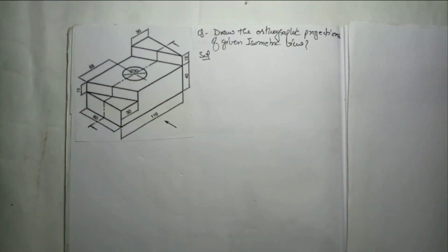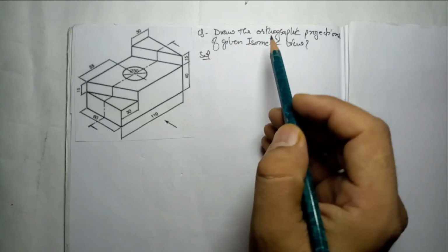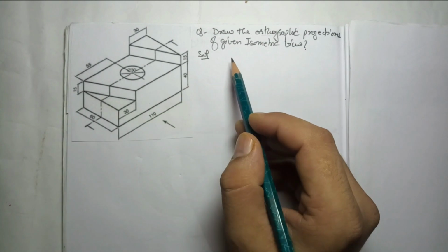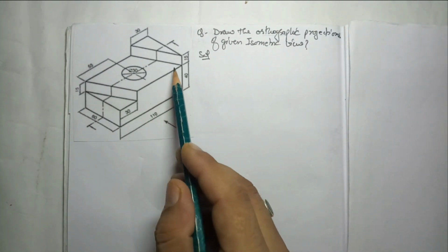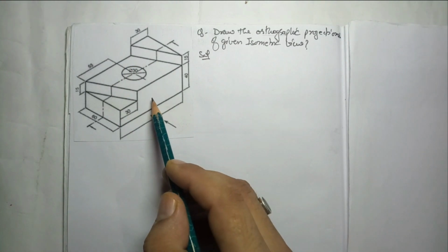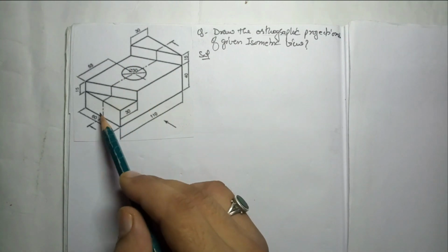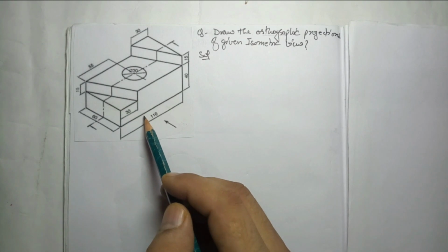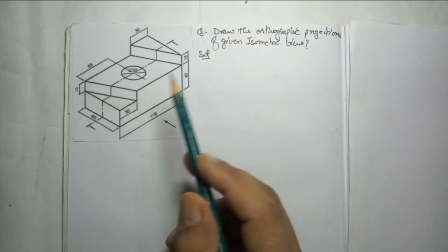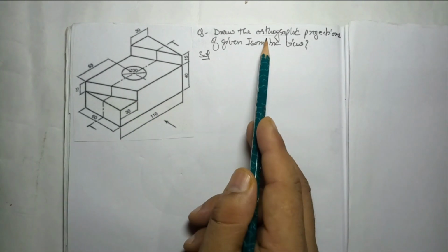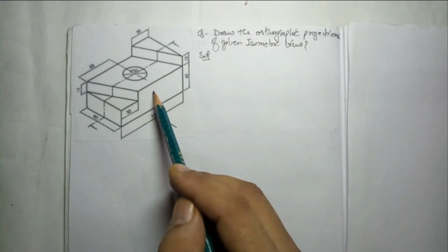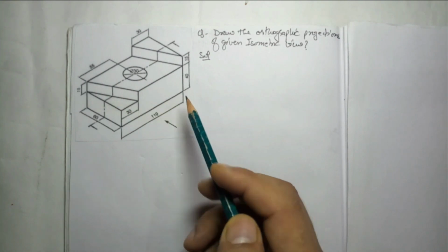Hello everyone. Now let's see one more problem from the same orthographic projection. The given question is: draw the orthographic projection of the given isometric view. When we have three views, front view, top view and side view, in one view, then it is known as isometric view. So an isometric view is given, and we have to draw the orthography. Orthography means we have to draw its front view, top view and side view separately.